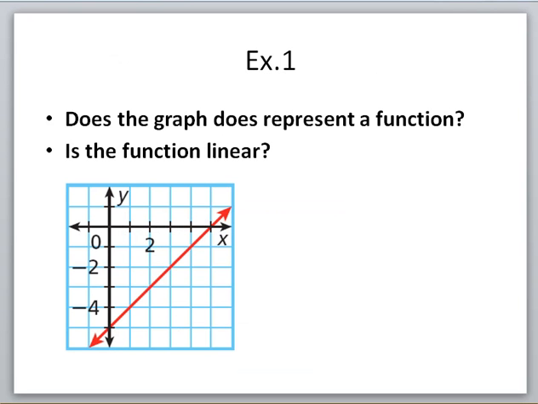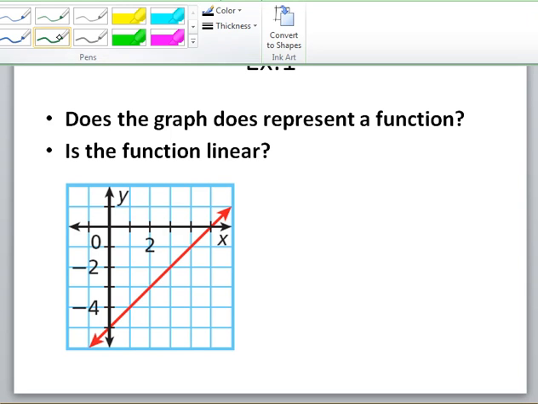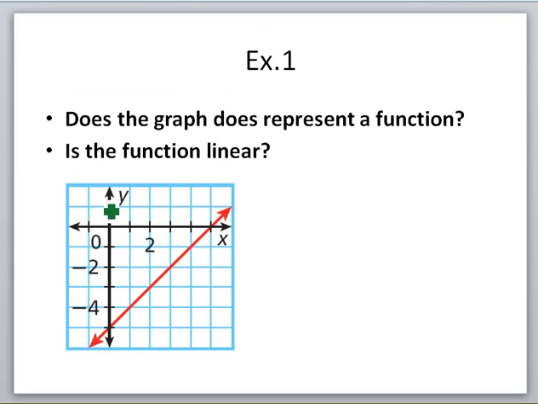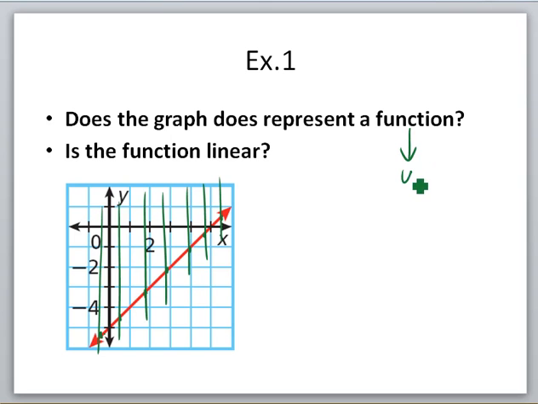Looking onward, what we're going to be doing is a few examples where we're deciding, first of all, if it's a function, and then whether or not it is a linear function. So in this first picture, I'm going to test it with the vertical line test. The vertical line test says that as long as each vertical line only passes through the graph in exactly one spot, it is considered to be a function. Notice how these vertical lines only pass through the graph in exactly one point. So I will write that yes, this is a function.